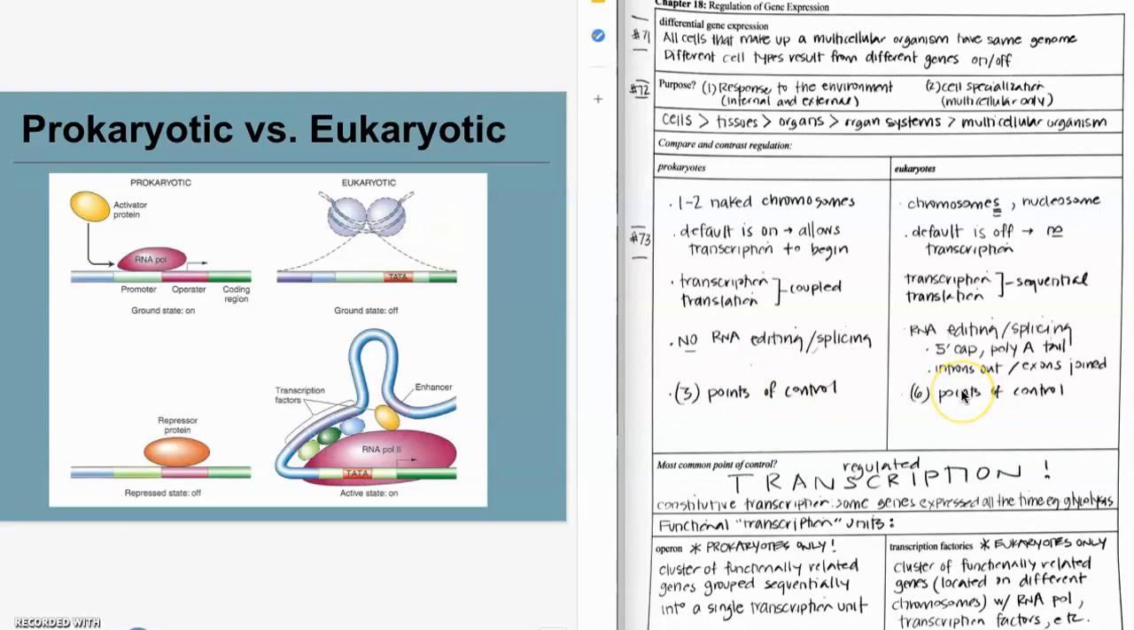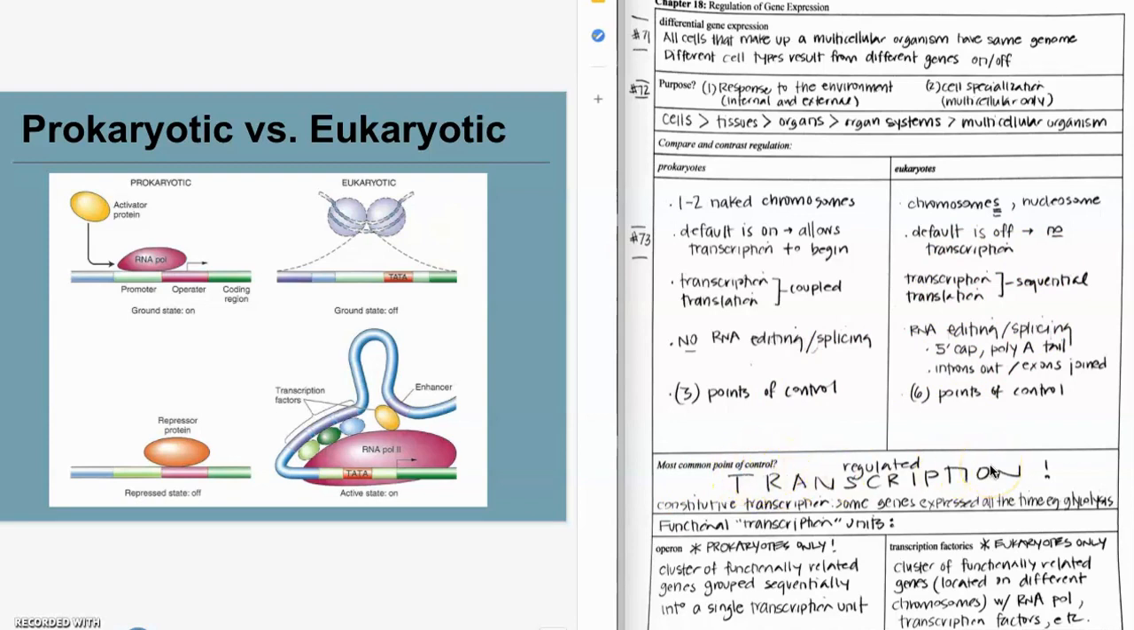But over in the eukaryotes, because this is a more complex process, we have multiple points of control. So this can be turned on and off at multiple places along the process of gene expression. Now, even though there are multiple places of control in both of these, and we have more complexity over here in the eukaryotes, the most common point of control is still transcription.